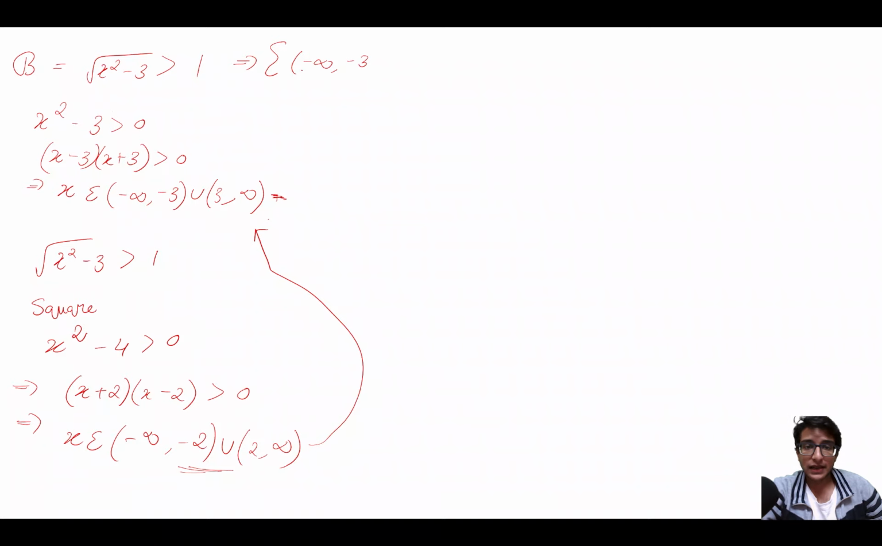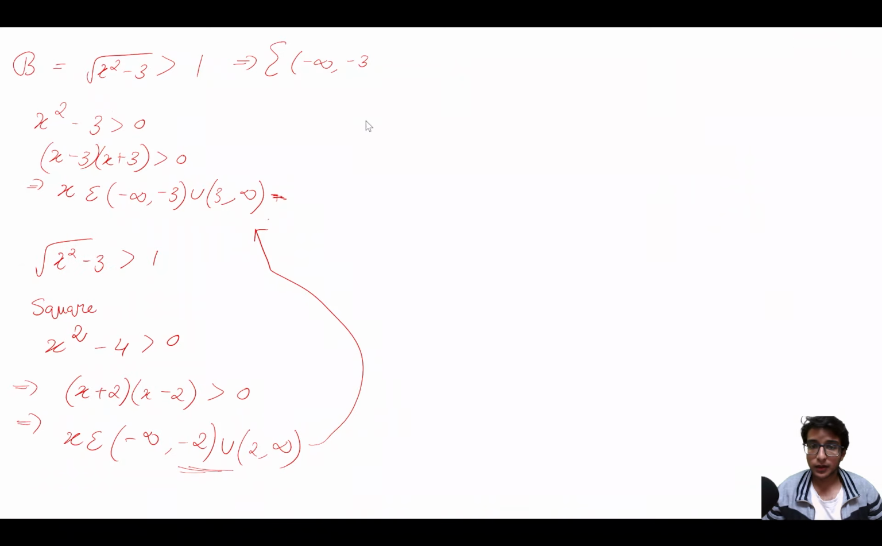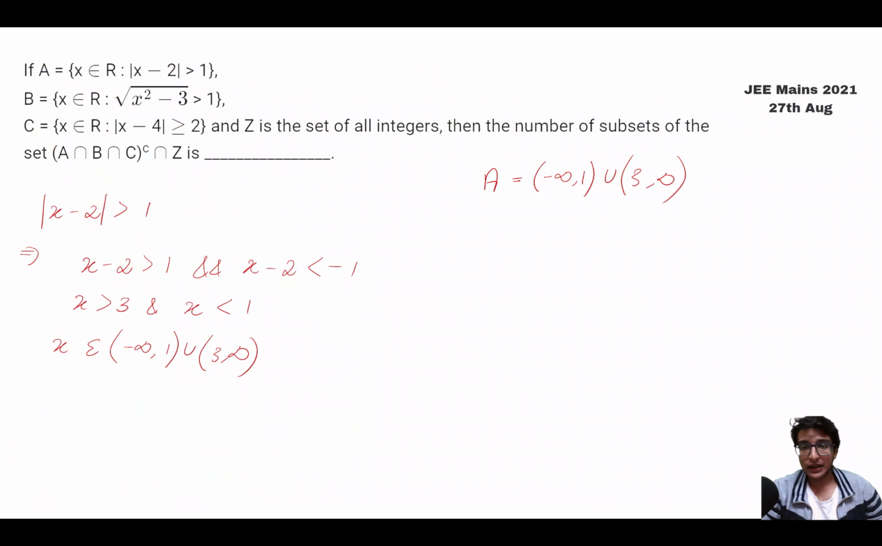It would be from minus infinity up till minus 3. And here we would have union 3 to infinity. This would be my intersection, right, of these two sets. So now I can write it down here as well. So my B set is basically minus infinity to minus 3 union 3 to infinity.